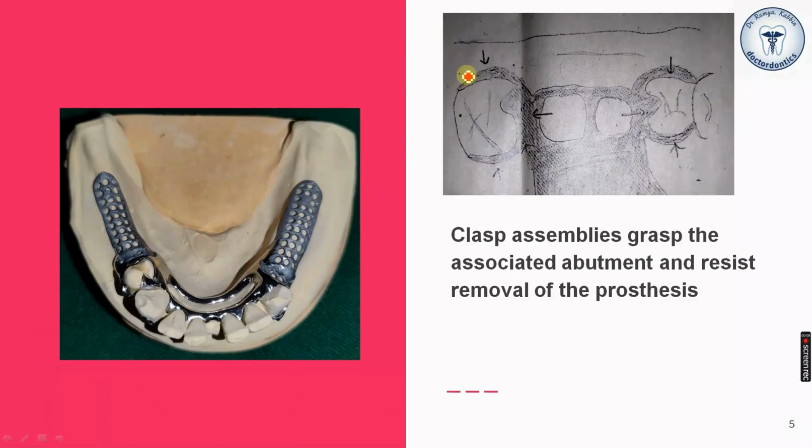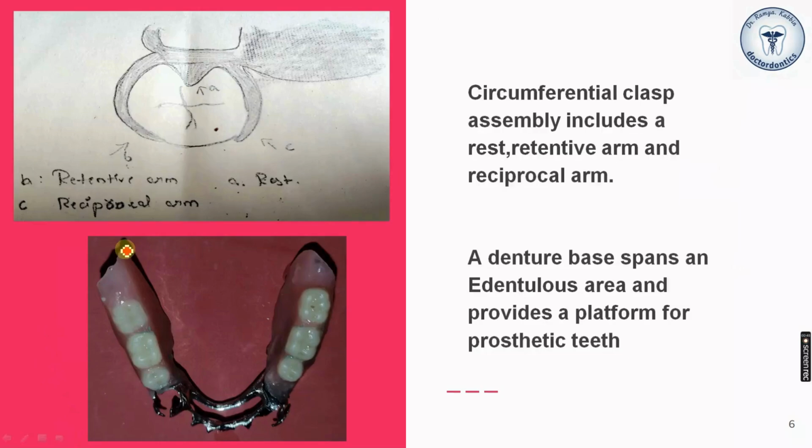In this picture, you can see the clasp assembly grasping the abutment. In this, the one facing the buccal side is the retentive arm. The one facing the lingual side will be the reciprocal arm, and this is the rest. In this picture also you can see the retentive arm, rest, and the reciprocal arm. It will hold the abutment tooth so strongly, giving strength to the prosthesis. Next, you can see the circumferential clasp over here. It is called circumferential as it is holding the abutment. It is forming a circle around the abutment, hence calling it the circumferential clasp.